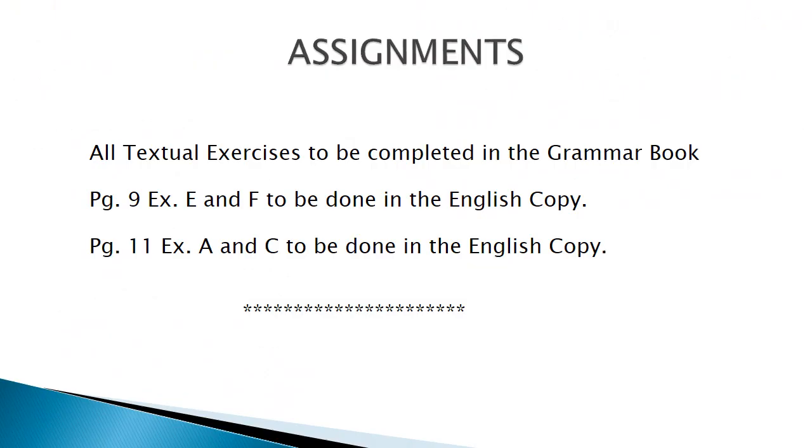Here is a list of assignments from this lesson, lesson number 2, nouns, that you have to do in your copy. All the textual exercises that we have discussed, the ones I left for you to complete, as well as the ones we just now discussed in this lesson, have to be completed in the grammar book. Then on page number 9, exercises E and F you have to do in the English copy. And on page number 11, the exercises A and C, that too you have to do in the English copy.